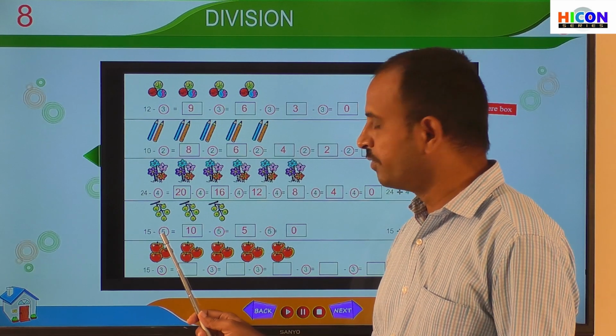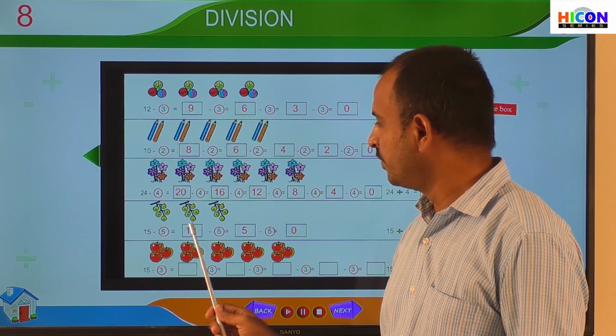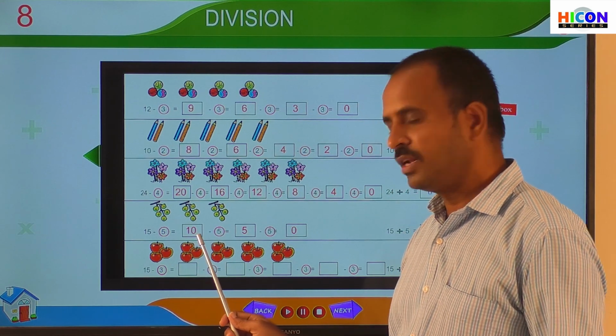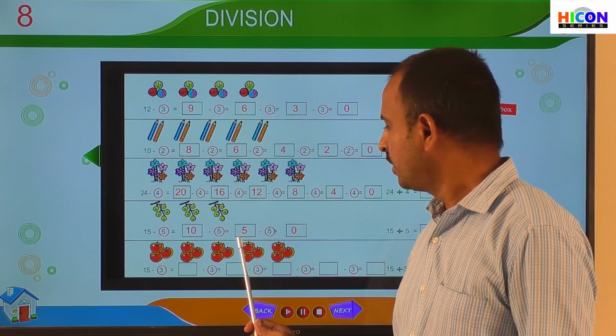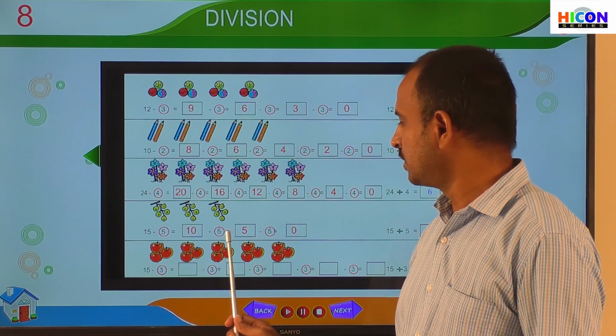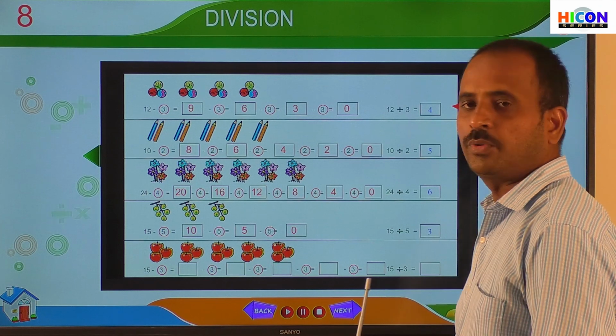Look at the picture to see how we have subtracted. First we subtract 5 from 15. Then we will get 10. And again subtract 5 from 10. Then we will get 5. And again subtract 5 from 5. Finally we get 0. So how many times have we subtracted? 3 times. So the answer is 3. Now look at the fourth problem.